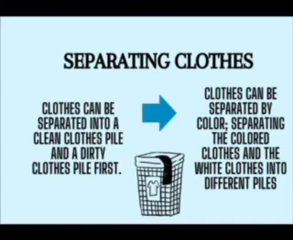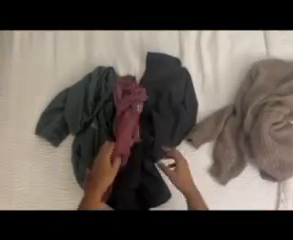Separating clothes is usually the first step involved in doing laundry. First, you would separate the clothes based on if they are clean or dirty. And then clothes can be separated by their color as well. Here, I'm going to show you how you can separate your clothes based on their color. This pile of clothes includes t-shirts, pants, sweaters, and I'm going to separate them based on their color, dark versus light clothes.